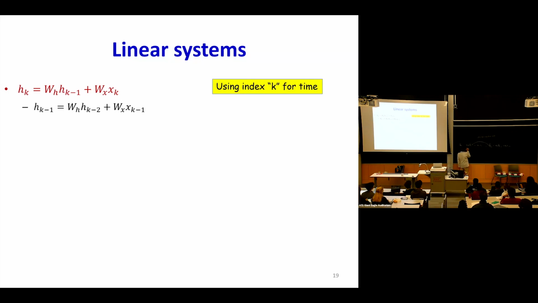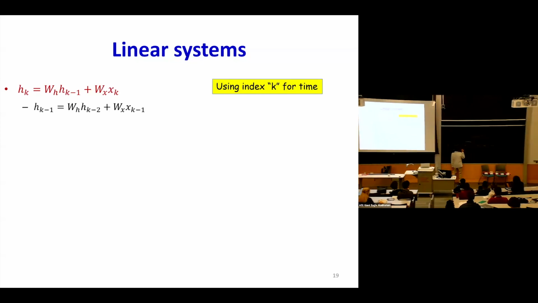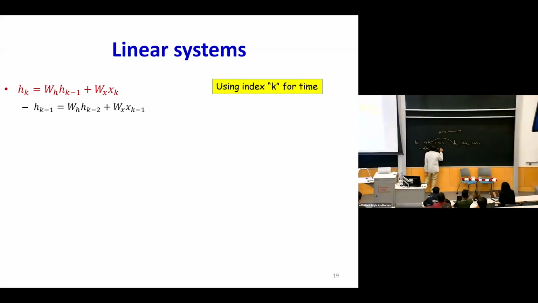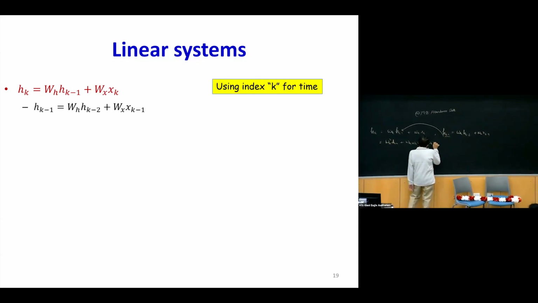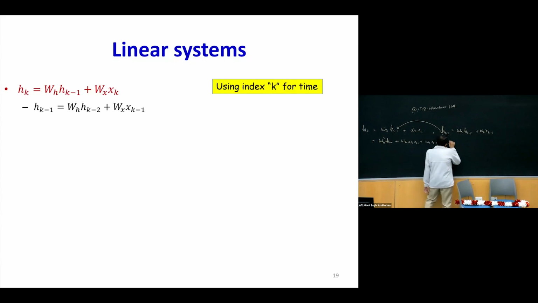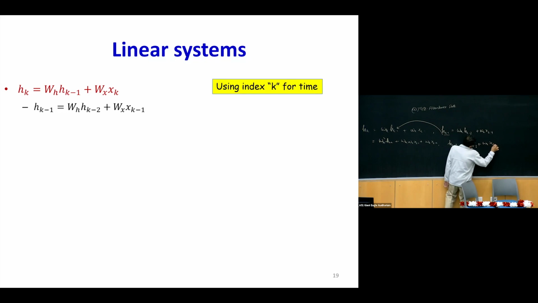W_h squared h_{t-2} plus W_h W_x x_{t-1} plus W_x x_{t-2}, right? But then what is h_{t-2}? Anyone? What is h_{t-2} using the same expansion? This is going to be W_h h_{t-3} plus W_x x_{t-2}.